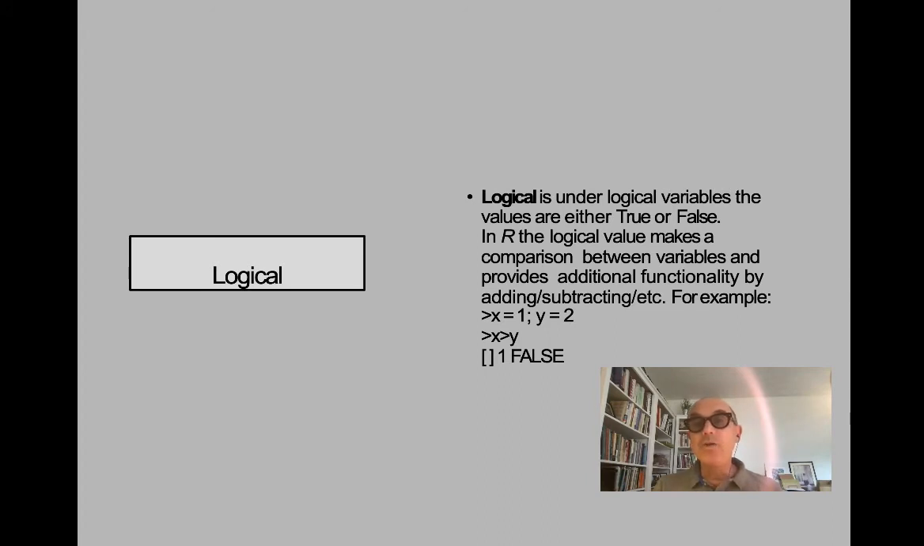Logical is another variable type. The values are either true or false. So the logical value makes a comparison between variables and provides additional functionality by adding or subtracting, etc. For example, x equals 1 and y equals 2. If I ask, is x bigger than 2? It will say no, it is false.